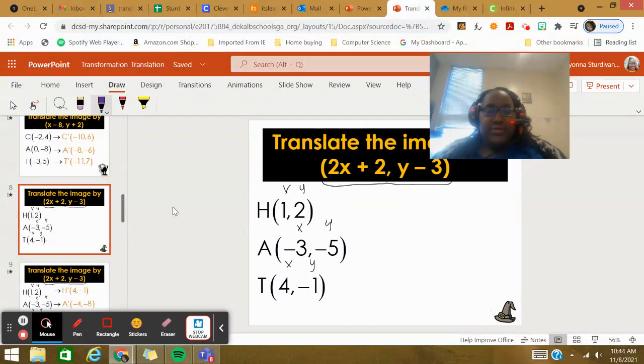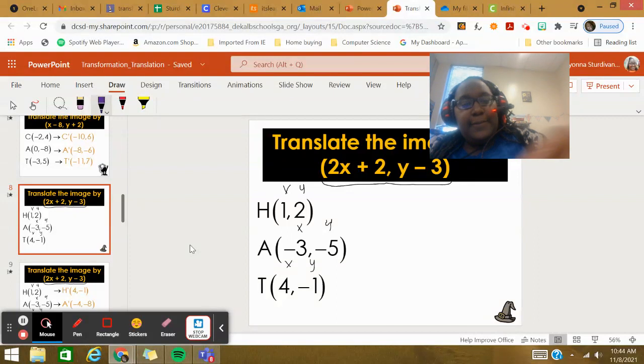They gave us a new set of rules. And I already labeled X and Y for each of these. And this time we're using hat. So in this rule, let's look at it. We have 2x plus 2. So we're going to multiply 2 to our x and then add 2. And then for our y, we're going to subtract 3. Remember that if you're adding to your x, this means it's moving to the right. If you're subtracting to your y, that means it's going down.